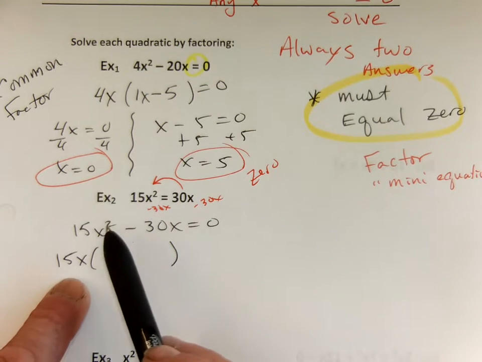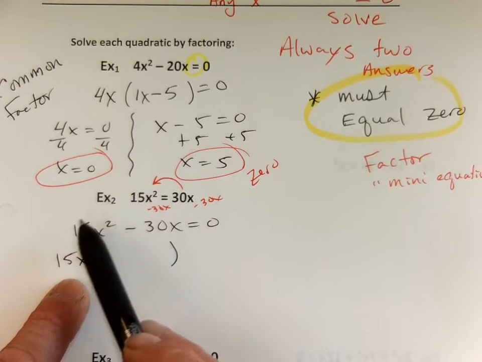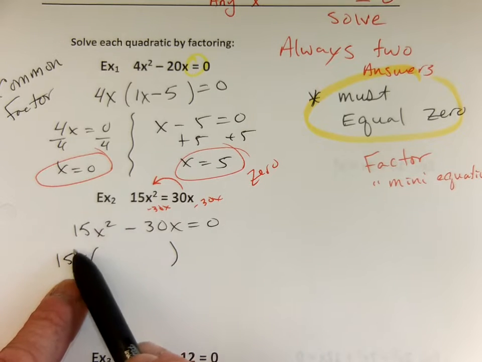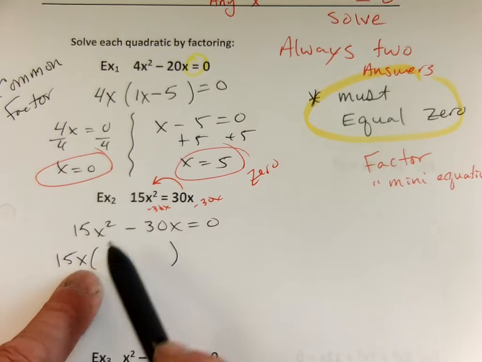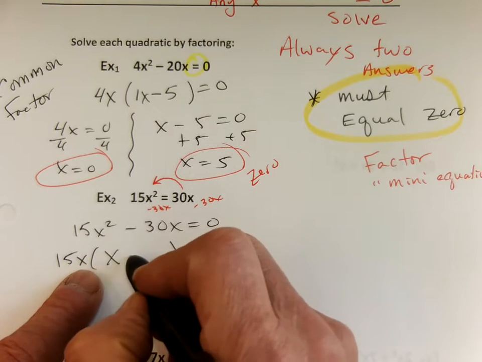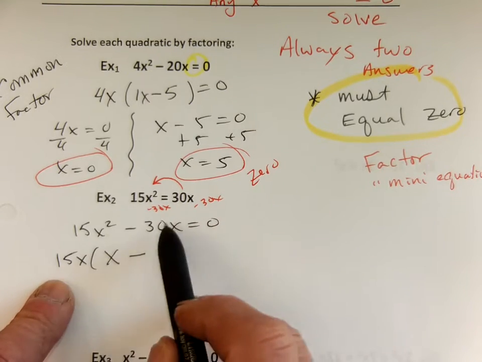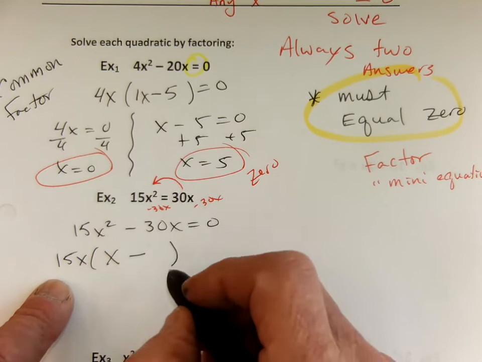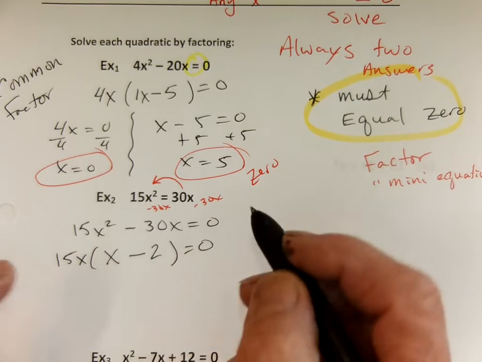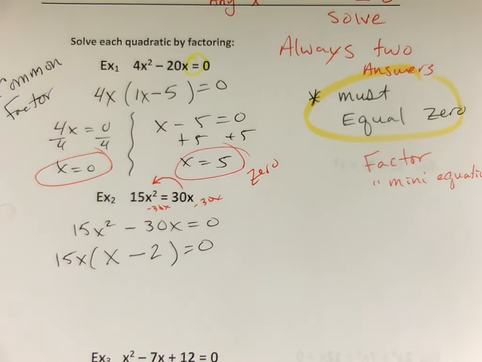So if I take a 15x out of the first term, I pulled it out. What's left over? Just an x. Minus 15. I pulled 15 out of 30, but I divided it, right? 15 goes into 30 two times, and I pulled out the x. Okay? What do you think? Not too bad?